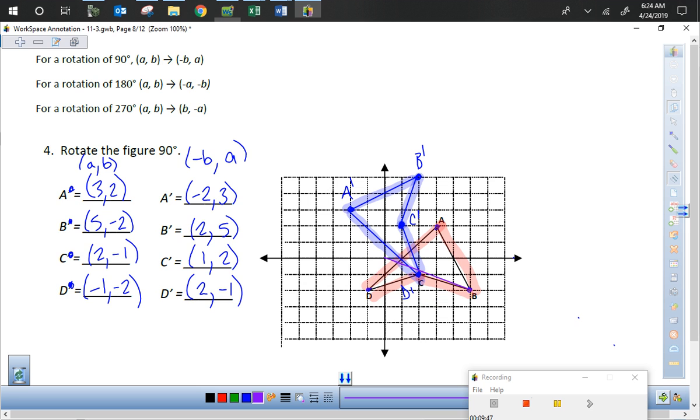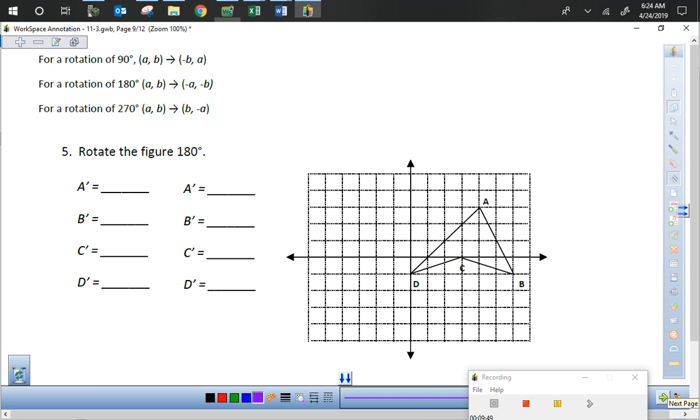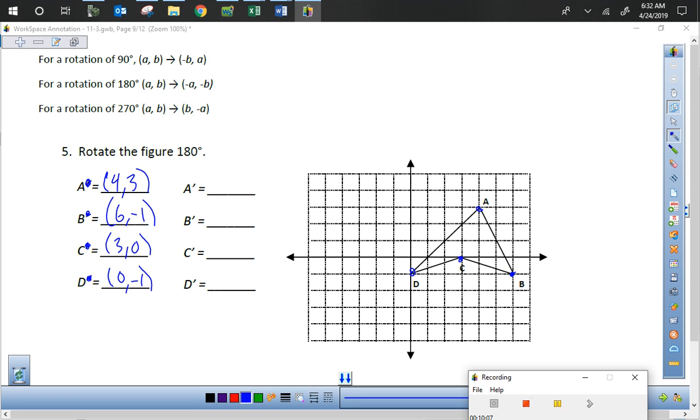The next one is going to be 180 degrees. Again, get rid of those primes on the first column there. We're going to plot our points here. Okay, so pause the video, take a minute to write down those 4 ordered pairs from the picture for me. All right, hopefully your ordered pairs match my ordered pairs.